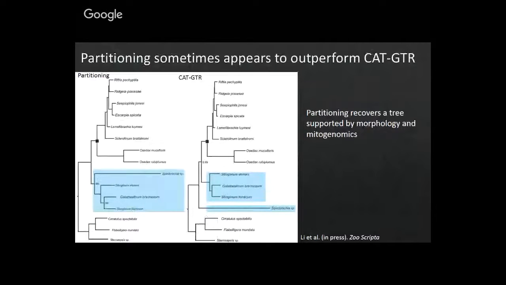And then the final example I'll show you is a paper I was involved with, Lee and others, including myself and Kocot, that just came out in Zoologica Scripta. And this was looking at Siboglinidae relationships. And so this is a family of annelids. And for this one taxon, Spirobrachia, partitioning and CAT-GTR generally disagreed on its placement, with partitioning placing it in a clade with some other frenulates, and CAT-GTR placing it sister to all other Siboglinidae.